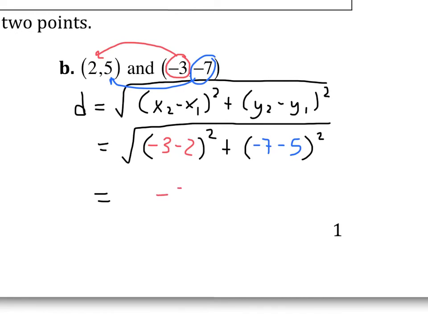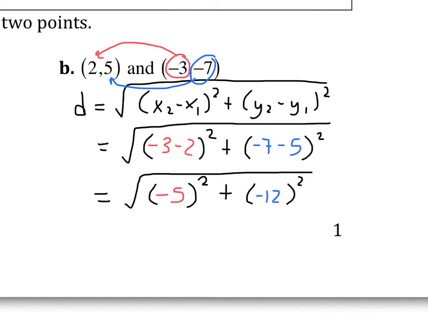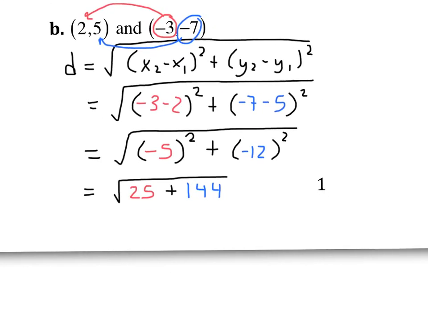Now, this here becomes a negative 5. Keep parentheses around the negative, and I square. The blue here becomes negative 12. Parentheses around the negative, square it, radical around the whole thing. Negative 5 times negative 5 is 25. Negative 12 times negative 12 is positive 144. And lastly, I get the square root of 169, which simplifies to positive 13 is my d.